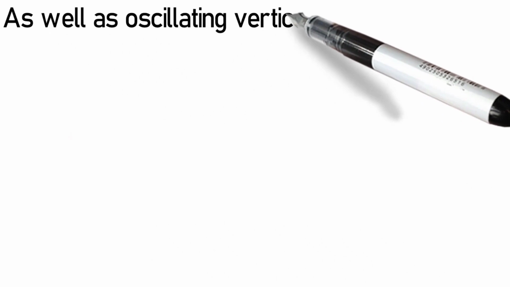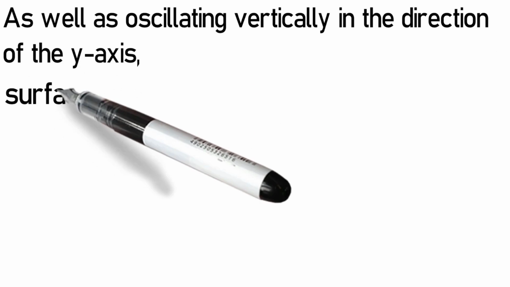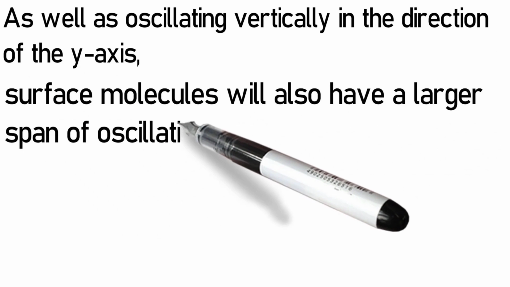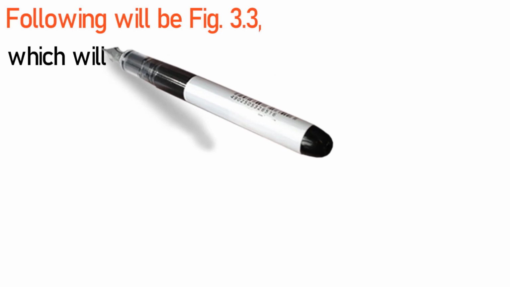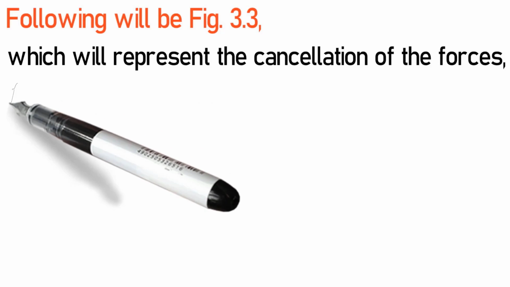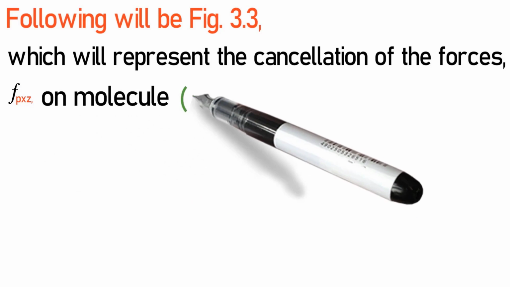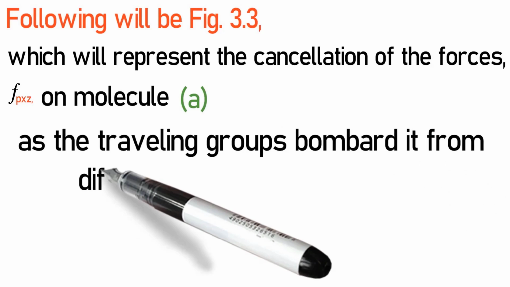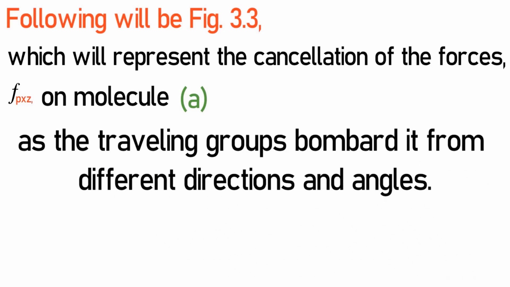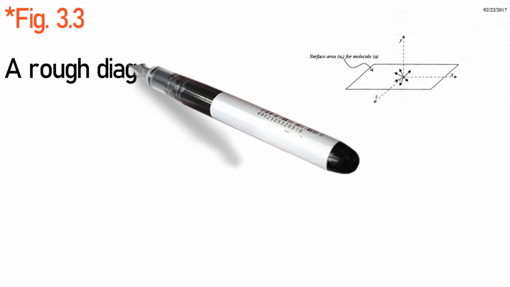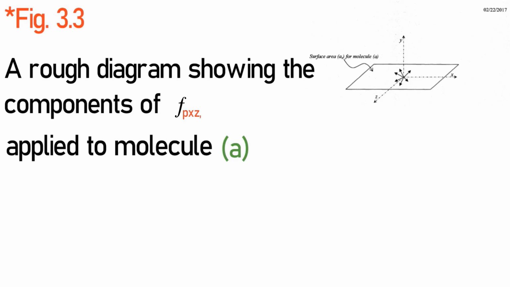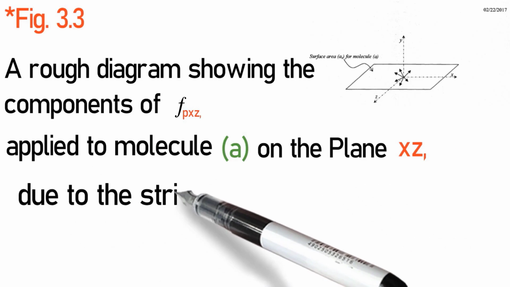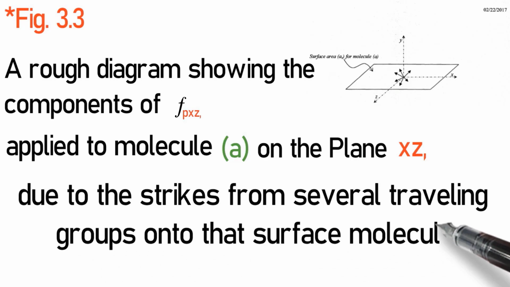As well as oscillating vertically in the direction of the y-axis, surface molecules will also have a larger span of oscillation than the rest of the molecules that are internally within the dense substance. Following will be figure 3.3, which will represent the cancellation of the forces, F sub pxz, on molecule A as the traveling groups bombard it from different directions and angles. Figure 3.3. A rough diagram showing the components of F sub pxz applied to molecule A on the plane xz, due to the strikes from several traveling groups onto the surface molecule.